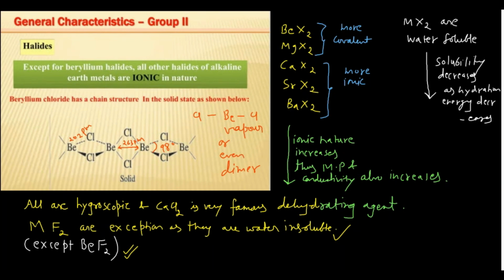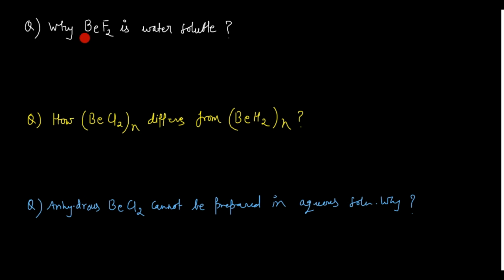Let's check what my first question is. Why is beryllium fluoride water soluble? This I have discussed, guys. Due to the very high solvation energy, beryllium fluoride, though having covalent character, is water soluble. Actually I forgot that I put this question here, because I prepared these slides long back. I forgot what I put in that slide and what not. So it is soluble, though covalent, highly covalent. It will have certain degrees of ionic character also, but due to high solvation energy, it is water soluble.